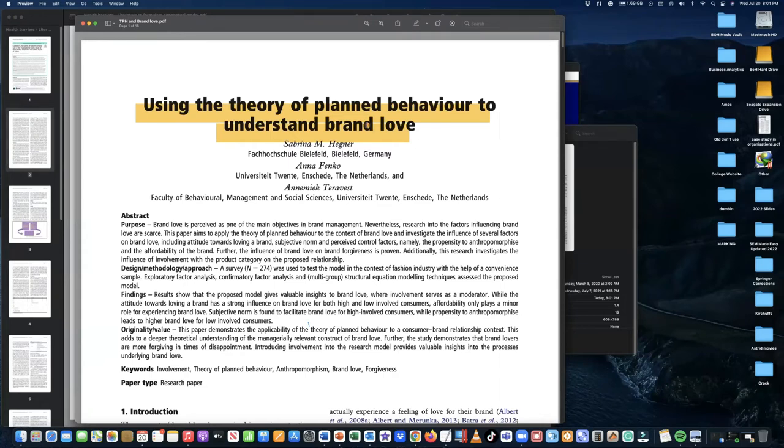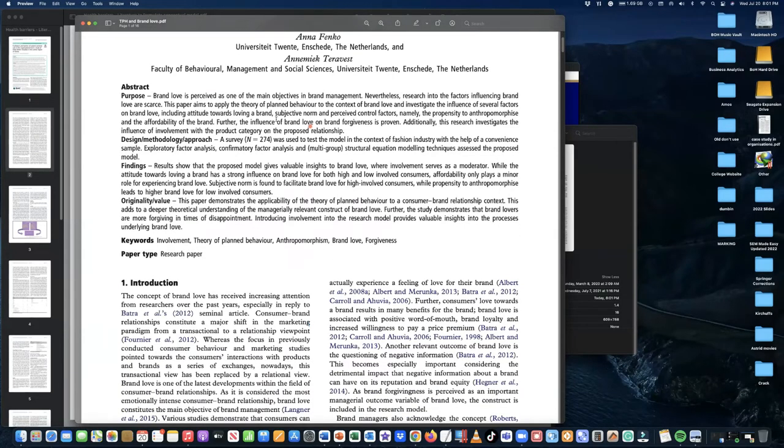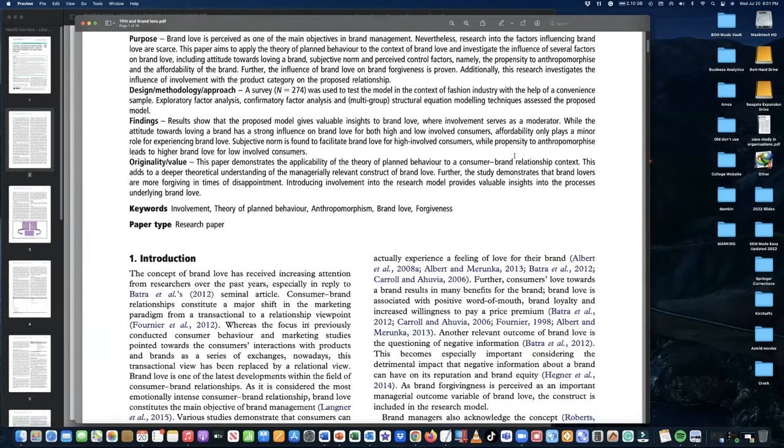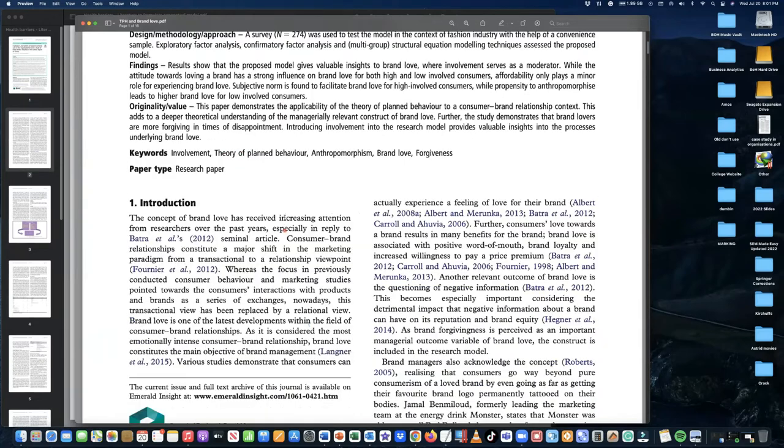We know that it has three dimensions: the attitude towards loving the brand, the subjective norm, and then the control factors. And he calls it the propensity to anthropomorphize and affordability of the brand. Those are the two variables he looked at. Okay, so let's look at it.